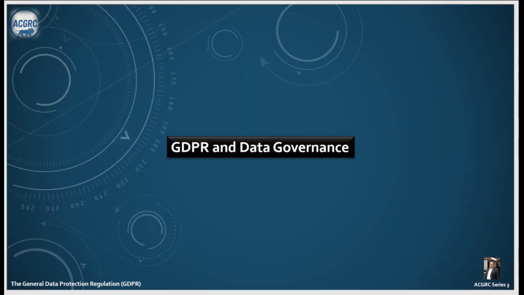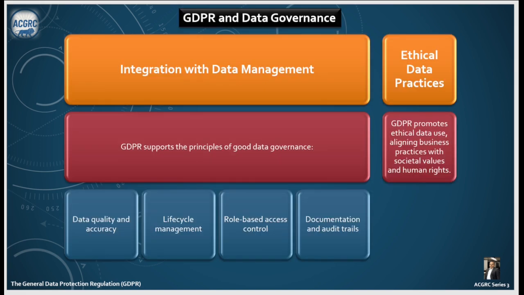GDPR and data governance. GDPR supports the principle of good data governance, which includes data quality and accuracy, lifecycle management, role based access control, and documentation and audit trails. This is part of integration with data management, which comes under the GDPR and data governance space. In simple language, data management means how an organization collects, stores, organizes, protects, and uses data. GDPR is a law that tells organizations how to protect people's personal data and use it properly. When GDPR and data management work together, they help companies handle personal data responsibly, avoid mistakes or misuse, and stay compliant with the law.